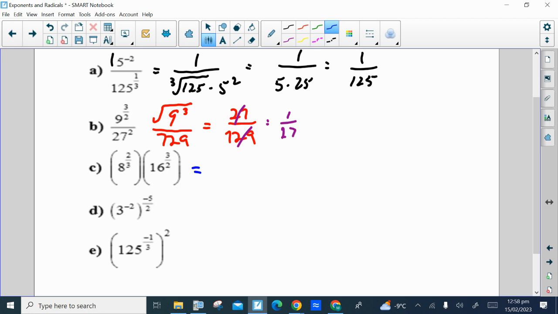Declan, can you help him? Jan, can you help him? Pardon? What is 8 to the 2/3 as a radical? As with a root. So it's 8 squared is a cubic root of 8 squared.